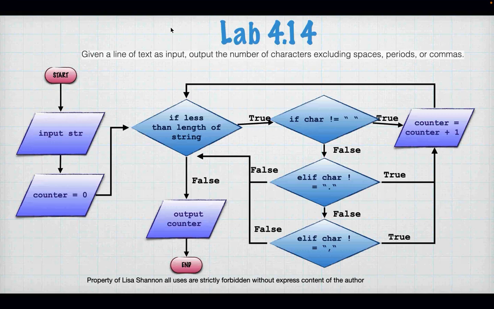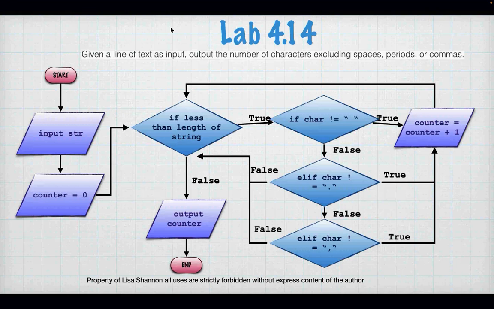I'm just going to say, like we had with the continue, give me the next thing in the list, and a string is a list. If the character is not equal to space, and it's not equal to dot, and it's not equal to comma, then I can increment my counter.